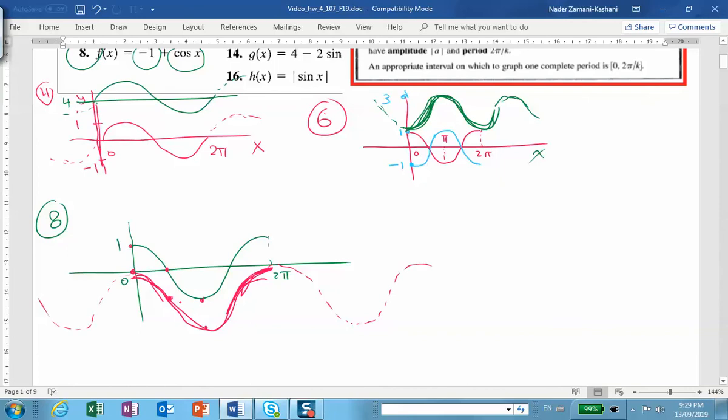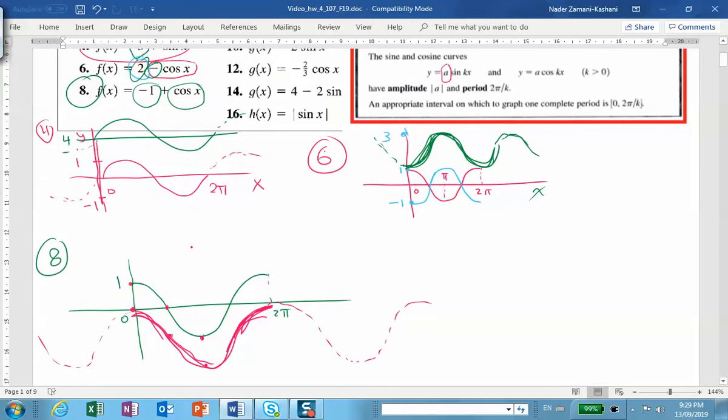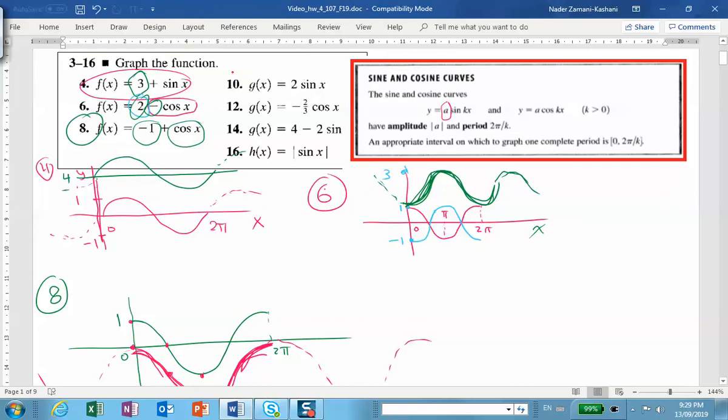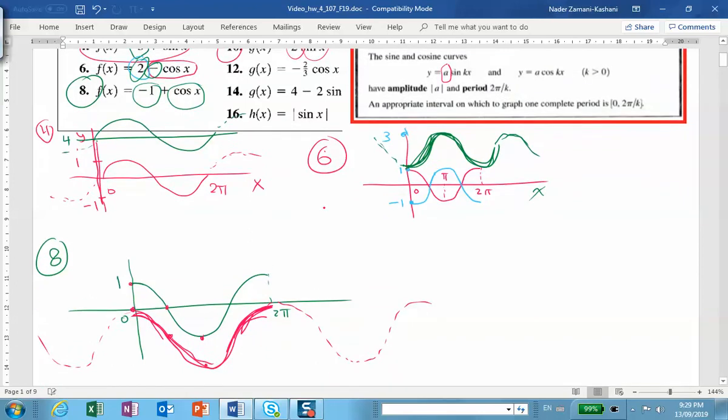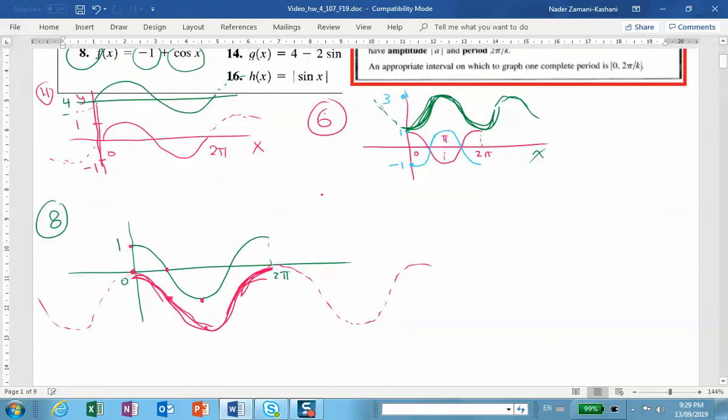Alright, what else have we got here? Number 10. Number 10, you took the sine and you multiplied by 2. That is the stretching in the vertical direction by 2 units. Multiplication by scalar basically becomes stretching. So here's the situation. This is number 10. So first you draw sine of x. Remember sine of x like this. 0, pi, 2 pi.